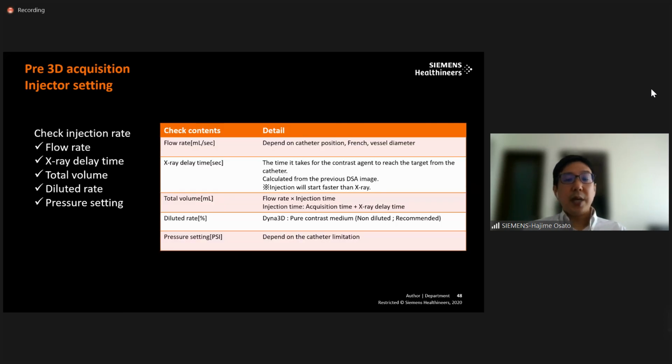For making better image quality, the injector setting is also important, in terms of the flow rate, delay time, and so on. These values will change with the catheter position, the catheter size, and also the vessel diameter. So we look for the correct values and discuss with the doctors.